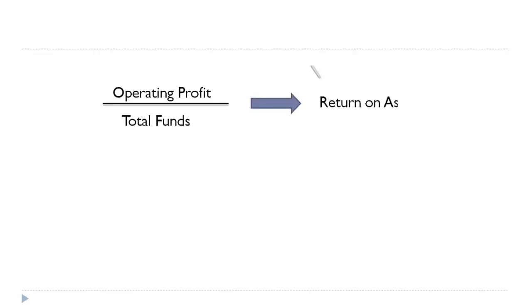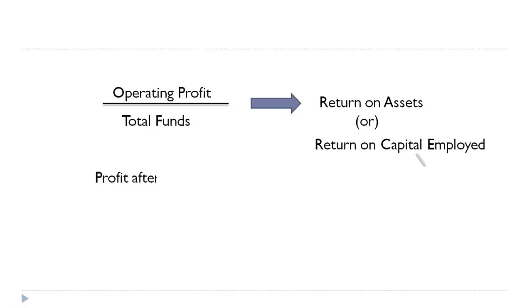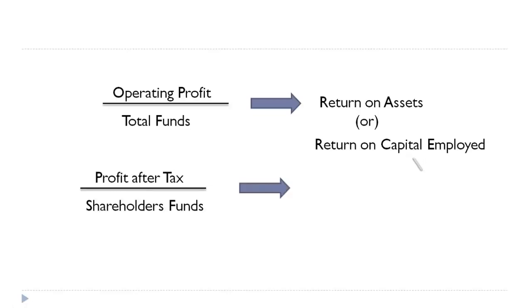So operating profit divided by total funds would give us return on assets, or it can also be called return on capital employed, or say the owner's investment. I'm sorry, I'll call it return on capital employed. And profit after tax divided by owner's funds, or say shareholder funds, would give us the return on owner's investment. So we'll take a simple number example.